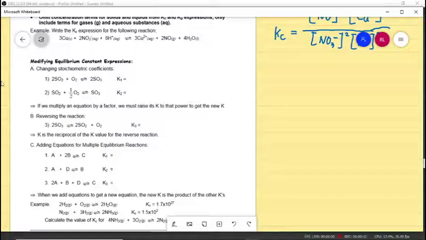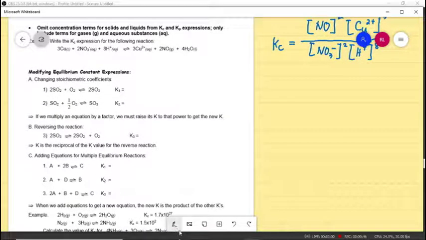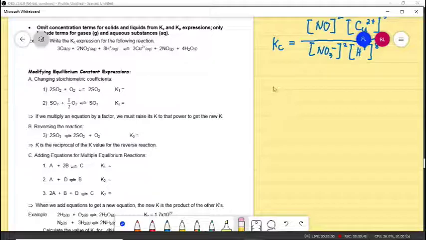So we have here two equations. Let us say that K sub 2, this is just hypothetical, is equal to 2. What is the value of K sub 2 if we multiply equation 2 by 4?